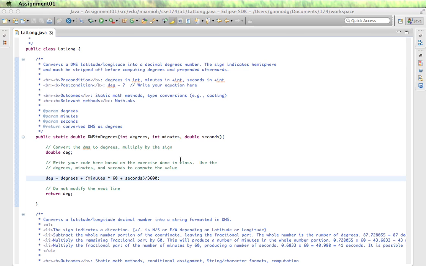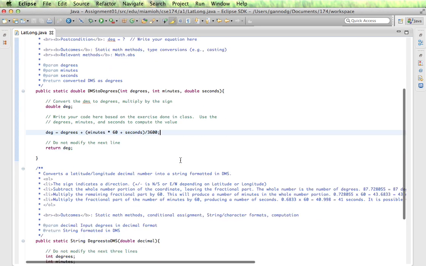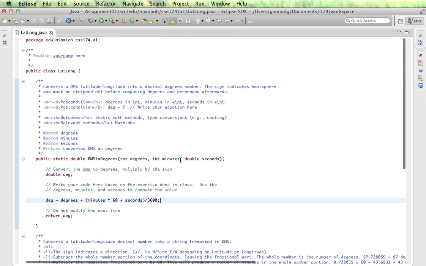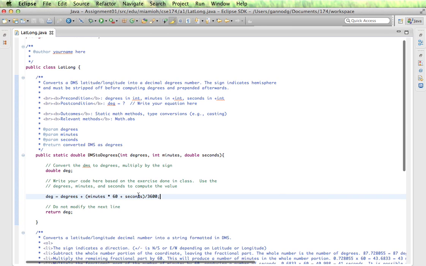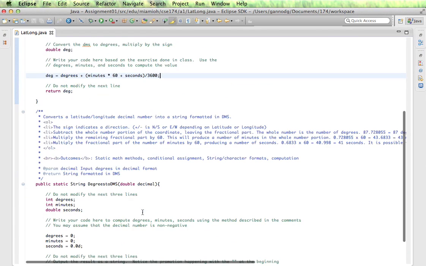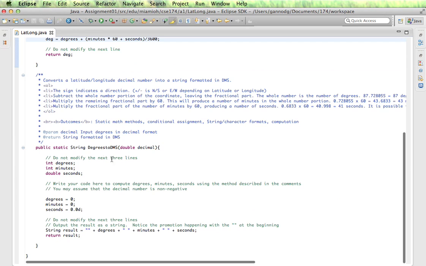The second part of the solution is a little more involved. And I also need to mention here that we're not using negative numbers or anything like that. You're allowed to assume that the degrees, for instance, in this case, is non-negative. All right, so let's do the second part. We have to convert this decimal into three components of the degrees, minutes, and seconds.